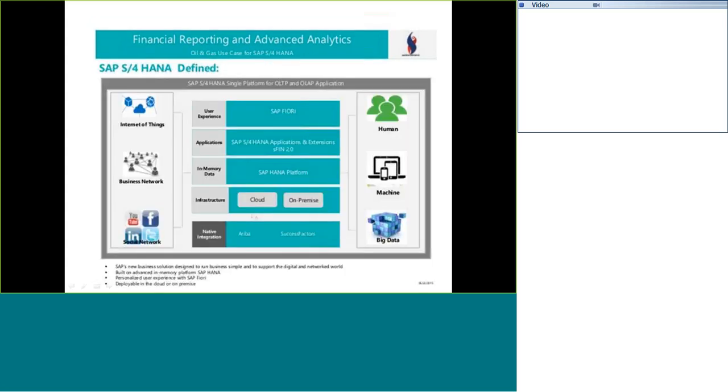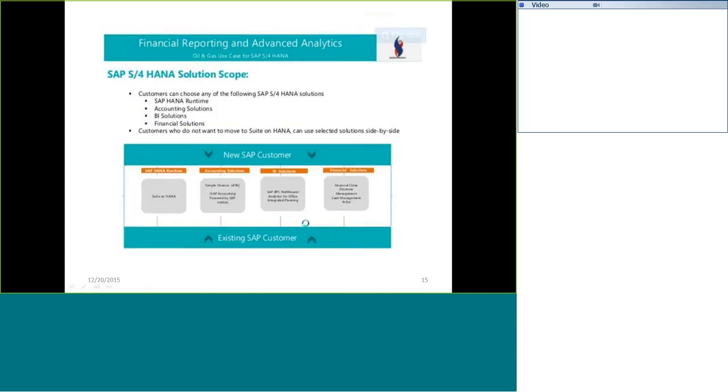Now, HANA is defined based on user experience with Fiori, HANA application extended, Simple Finance 2.0. Now we are using 3.0. In-memory data HANA platform, infrastructure cloud or on-premise. We can design either cloud or on-premise, based on big data attribute conditions. Now HANA solution scope: SAP HANA runtime, accounting solution, BA solution, financial solution. So these were the major key roles from the HANA point of view.